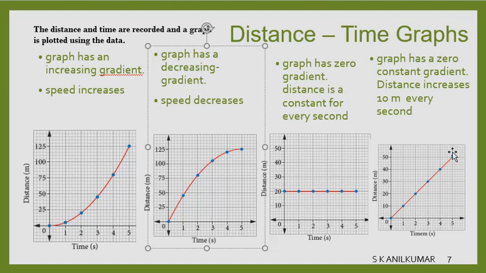That means what? Distance increases 10 meter for every second. If you look at this, for the first second distance is 10, for the second it is 20, third second 30. Distance increases 10 meter for every second. That means what? The distance is increasing constantly. For every second it is 10. Second it is only 10 because it becomes 20, it is not becoming 30. Third second it is increasing only 10. The constant increase. If there is a constant increase, the graph will have a constant gradient. Zero gradient, decreasing gradient, increasing gradient, and this is constant gradient. This is the relationship between time and distance.